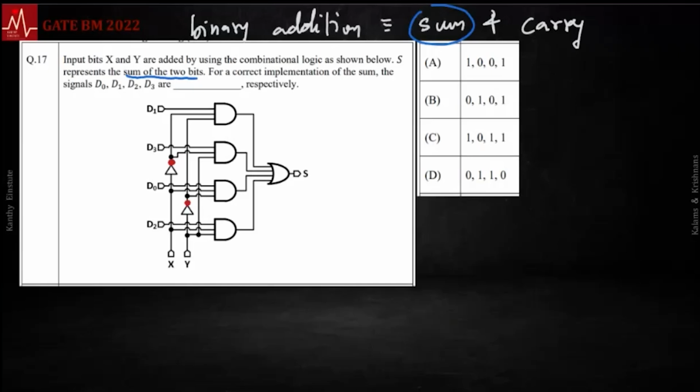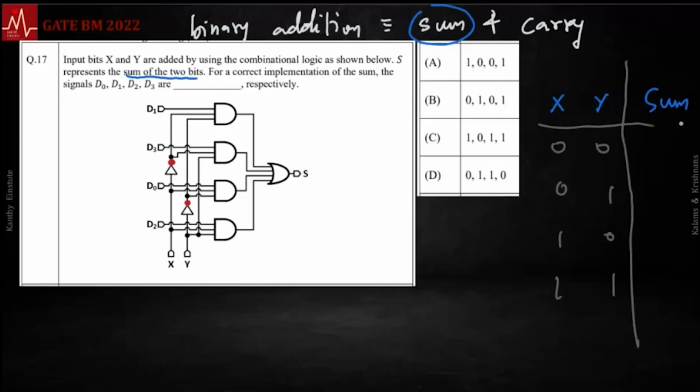For the sum, this is fairly easy. Input, output, sum. Again, these are the possible inputs and outputs. What should be the output here? These are the four possible inputs. Summation of 0 and 0 is 0. Summation of 0 and 1 is 1. Summation of 1 and 0 is 1. What is the summation of 1 and 1?